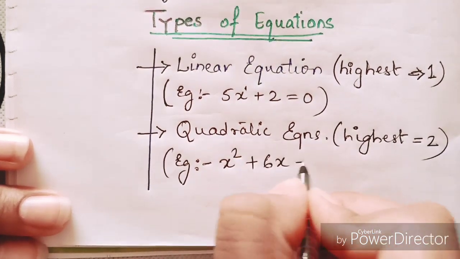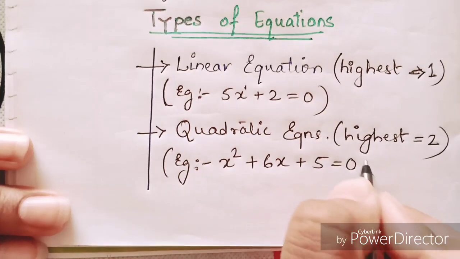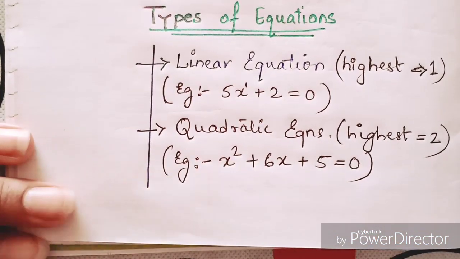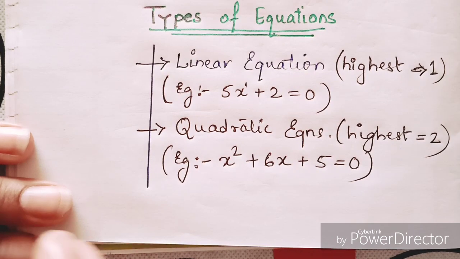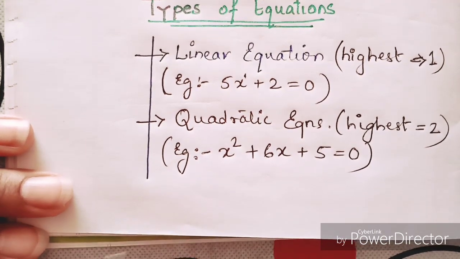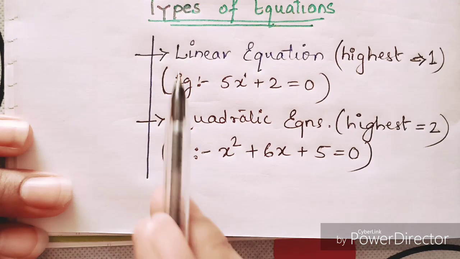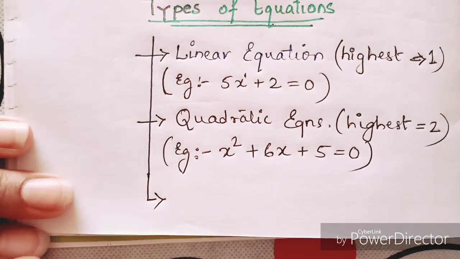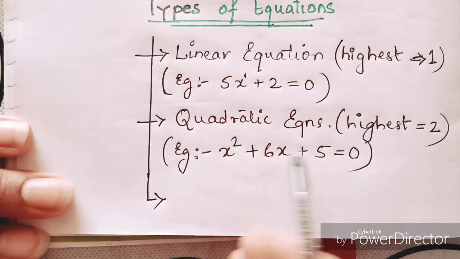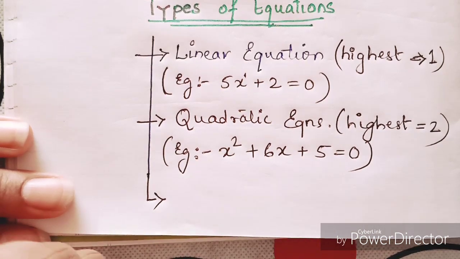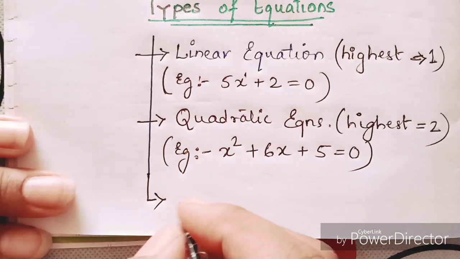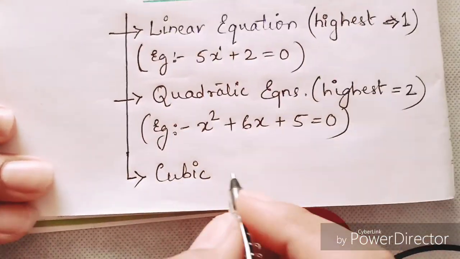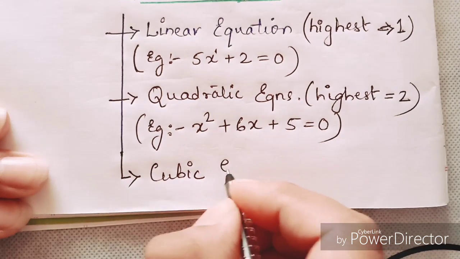I have come across a lot of students who don't really know how to identify or differentiate between equations. So first we have to understand which are the different types of equations that we can face and how to identify them. So the highest power here is what? It's x squared, right?